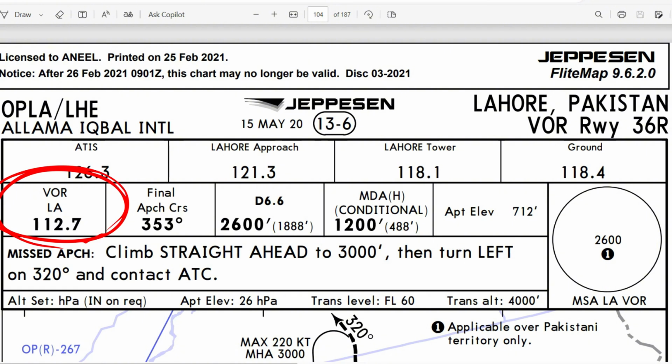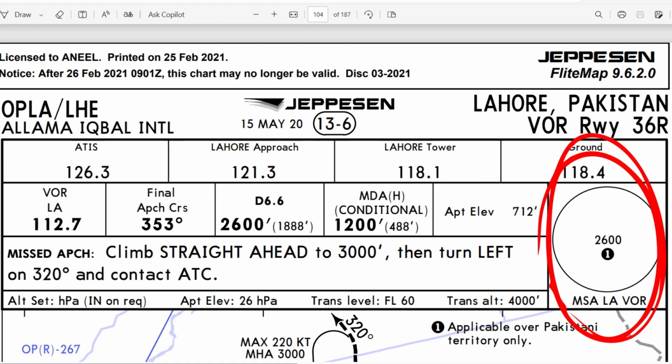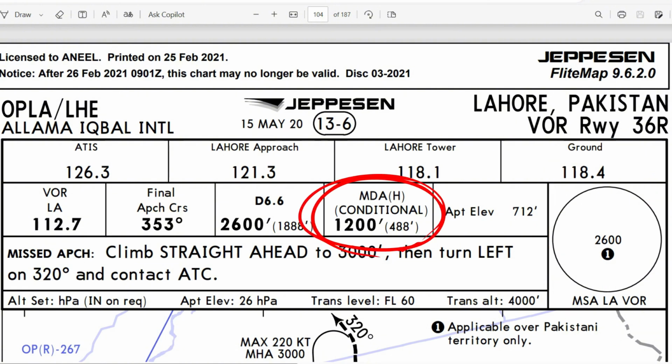If we look towards the left side, that VOR 112.7 is a frequency. When you enter this frequency in your radio nav of VOR, this LA designator will identify that you have tuned a correct VOR frequency. Then the final approach course is 353 degrees, and then in the next box, 2600 feet. 2600 feet is the minimum safety altitude, then the minimum descent altitude.